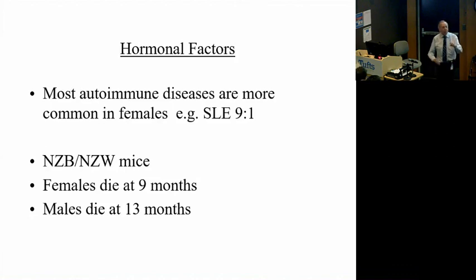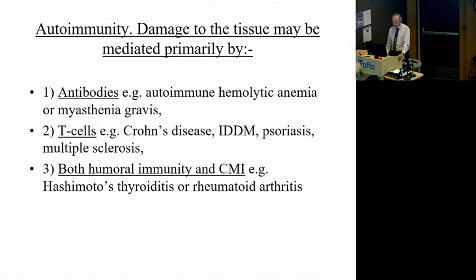Now, if you take the females, you give them male hormones, make them males, they get it only at 13 months. And if you take the males and castrate them so they become females, they get it at 9 months. There is a definite hormonal influence. Guys, we don't know what it is. We don't know exactly what that is.